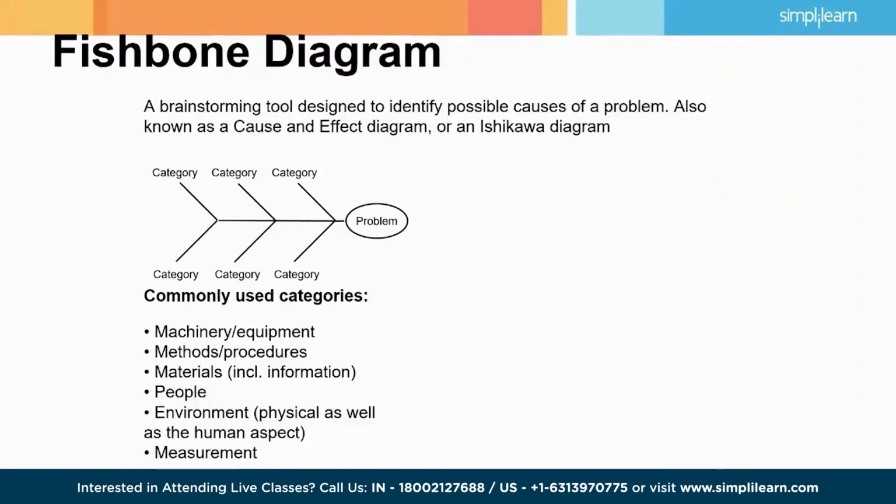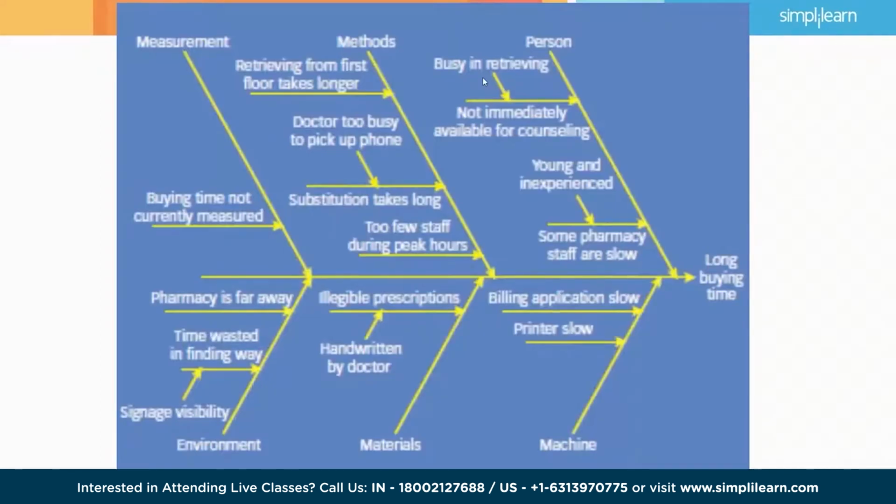Okay. So what we do on the fishbone diagram, you can just set spines or categories that are commonly used, or you can use your own. The ones that are commonly used are what is called the 6 M's, which are machinery, methods, material, people, environment, and measurement. As you can see on the next slide, this is a nice example of how you can use the fishbone diagram to analyze the causes of your problems.